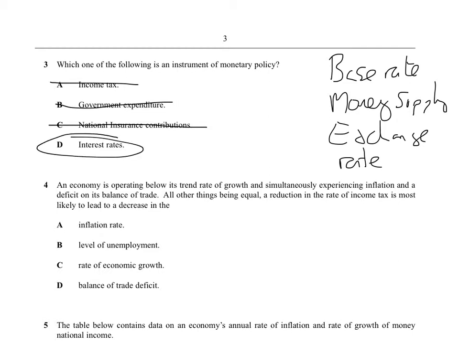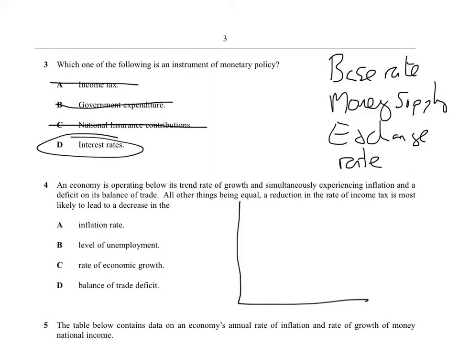Okay, on to question number 4. An economy is operating below its trend rate of growth and simultaneously experiencing inflation and a deficit on the balance of trade. All other things being equal, a reduction in the rate of income tax is most likely to lead to a decrease in... Right, let's work out where this country is at the minute. Now, it is operating below its trend rate of growth.